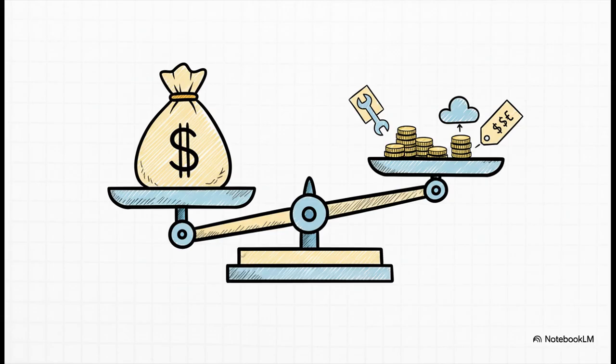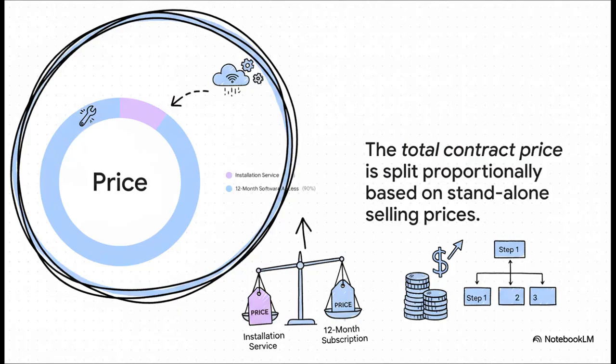In other words, you just ask, how much would we charge for each of these promises if we sold them separately? So for our software company, they look at the normal price for just the installation and the normal price for a 12-month subscription. The total contract price is then split between those 2 based on that ratio. And as you'd expect, the subscription is going to get a much bigger slice of that pie.